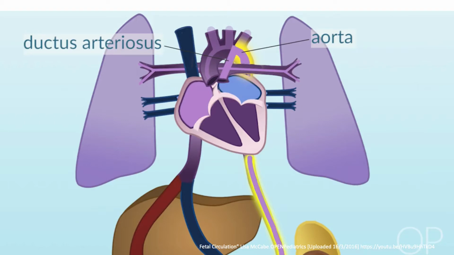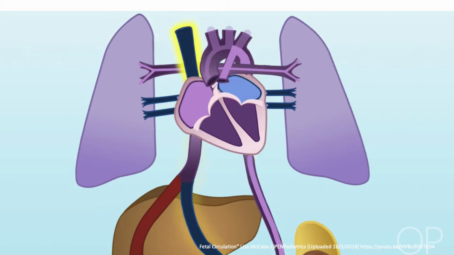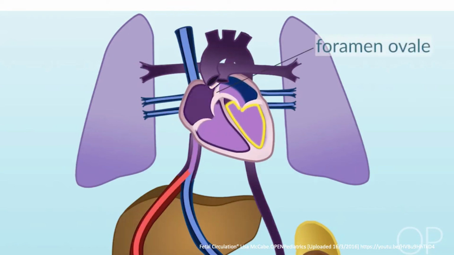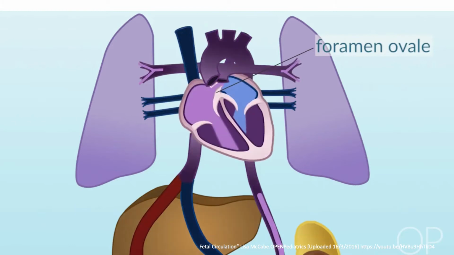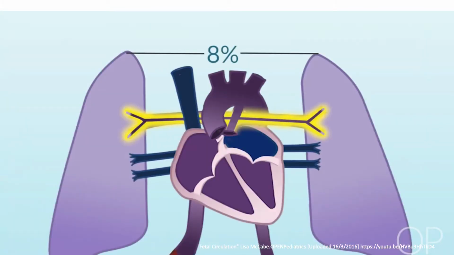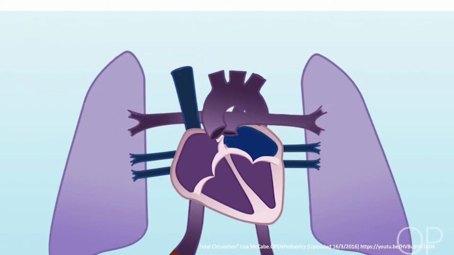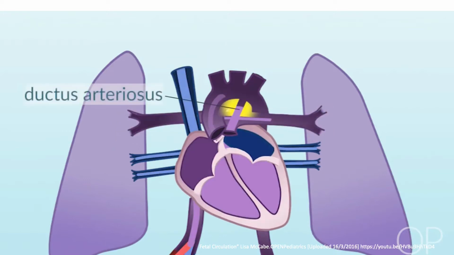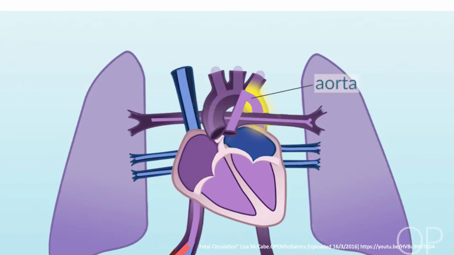Due to the high blood flow from the superior vena cava and the inferior vena cava up to the right atrium, pressures in the right atrium are higher than in the left atrium. This promotes blood flow through the foramen ovale at the atrial level. Only 8% of right ventricular output flows into the lungs, providing nutrients for the developing lung tissues. Most of the blood passes through the ductus arteriosus into the aorta and out to the body.